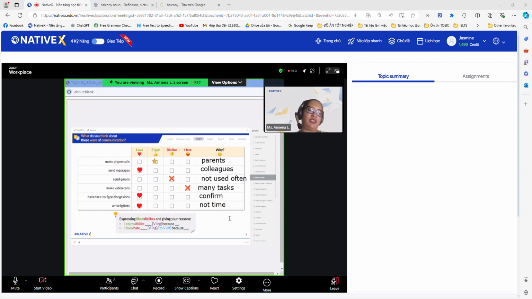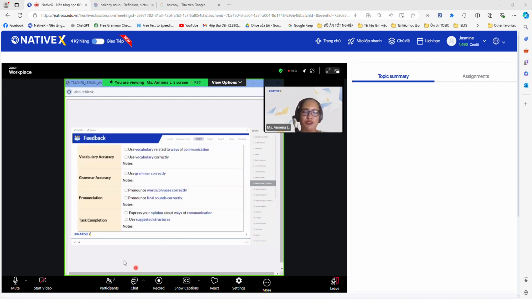Inconvenient, yes. Excellent. Okay, very good. Thank you very much. So let me give you a little bit of feedback on how you spoke today on the first task. Your vocabulary was related to the ways of communication and you had used it correctly. Your grammar was very good. I must say your pronunciation and your final sounds were also very good, and you did a good job to express your opinion about the different ways of communication.